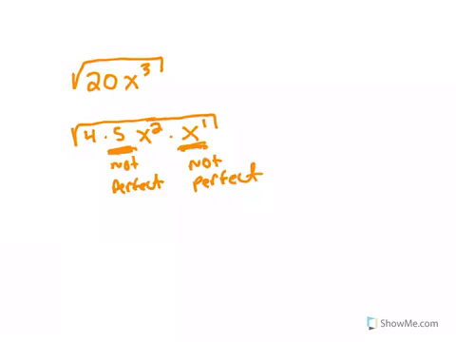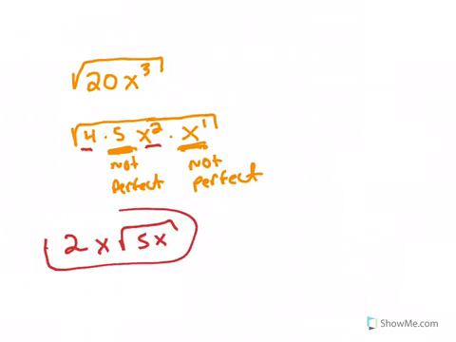Okay, so then the square root of 4 is 2. The square root of x squared is x. Remainder, 5x. And that's the simplified version of that. Imagine we have square root of 50 x to the 4 y to the 5.